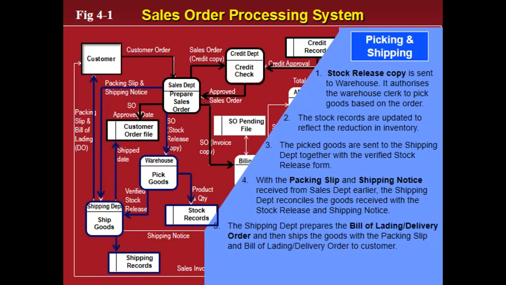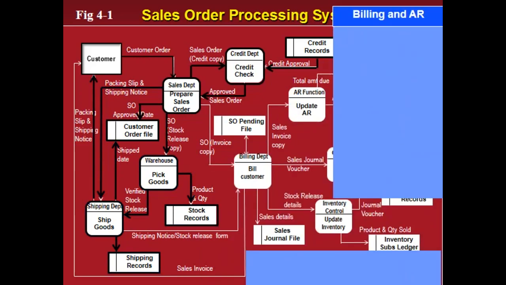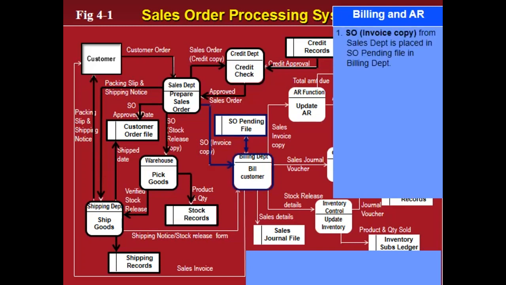And last but not least, the shipping records and the customer order file are updated to indicate the shipped or delivered date. The billing department plays a central role in sales order processing. It collects information about sales transactions, reconciles the sales order with what has been delivered, and then issues an invoice to the customer and updates the sales journal.